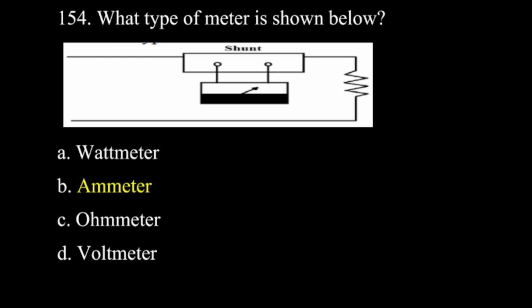What type of meter is shown below? A. A wattmeter. B. Ammeter. C. Ohm meter. D. Voltmeter.